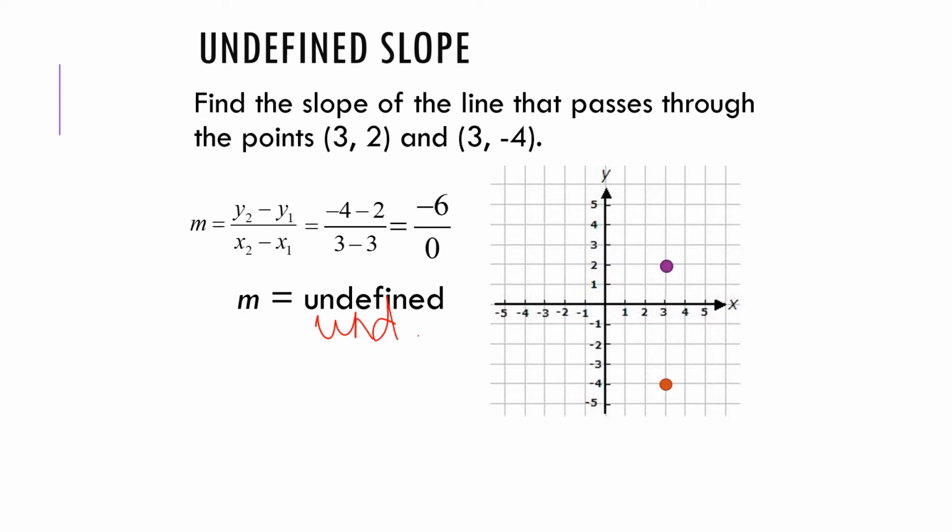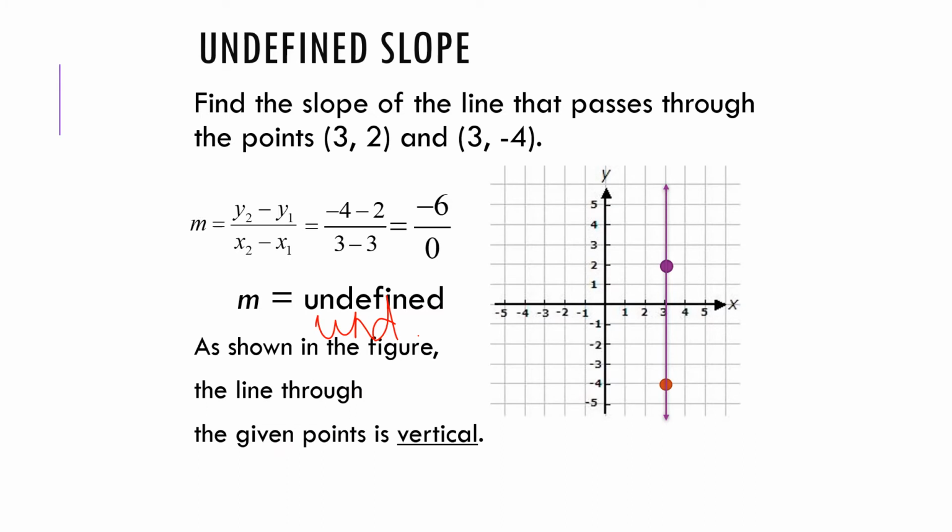So I'm going to plot those 2 points, and it ends up being a vertical line. Every time you have an undefined slope, your line is going to be vertical.